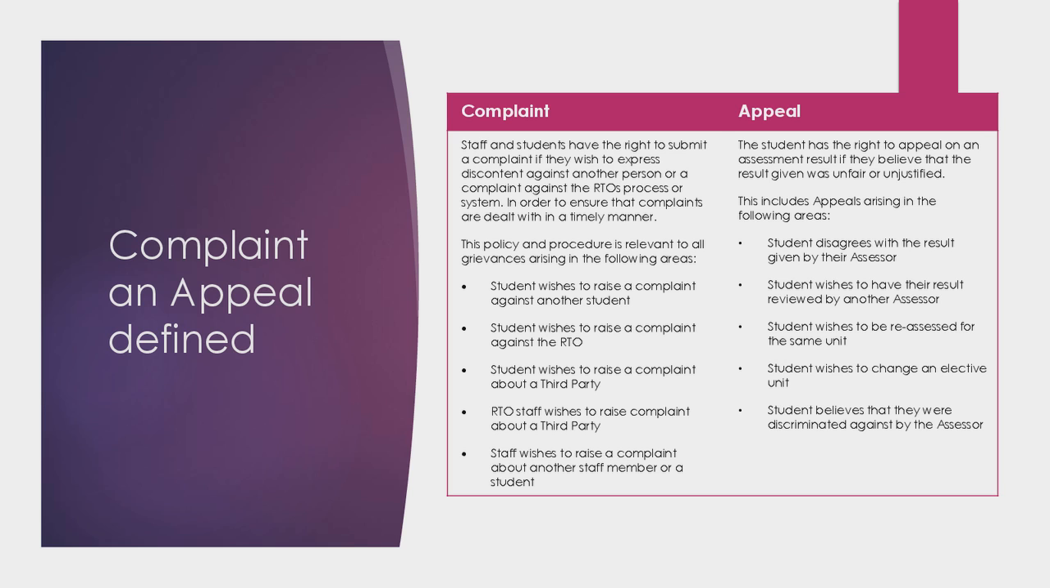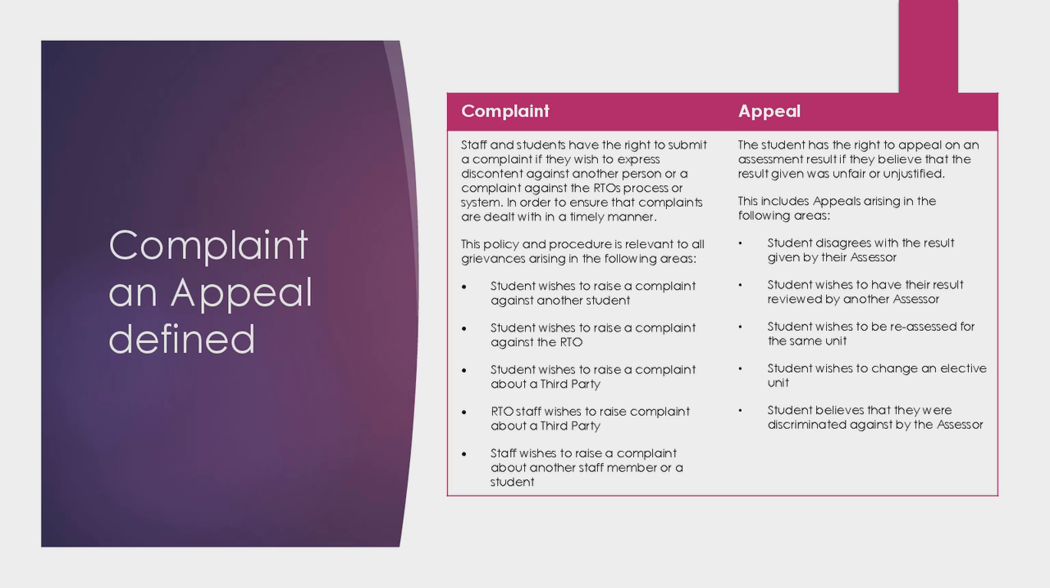So a complaint might come from a staff member, a student, an employer, a trainer, or industry. There are a range of different people who can submit a complaint to your organisation, and they should be able to submit a complaint about any discontent that they may have against another person within the organisation or outside of the organisation, or it might be a process that they want to submit a complaint about. So the policy and procedure is relevant to all grievances in the following areas.